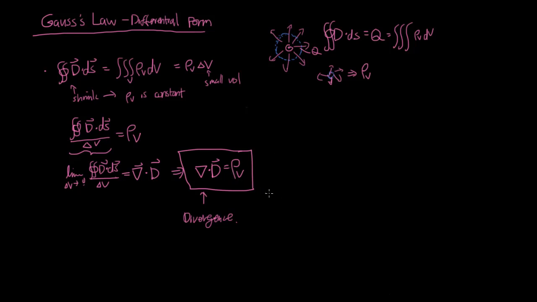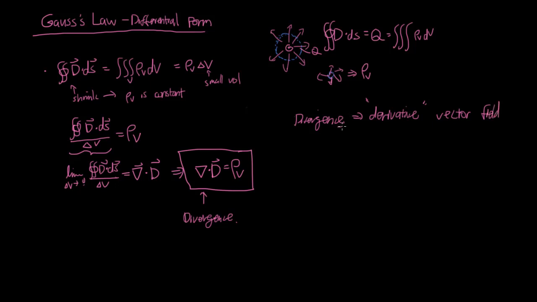Now the divergence operator is one of the ways that you can do something like a derivative for a vector field.